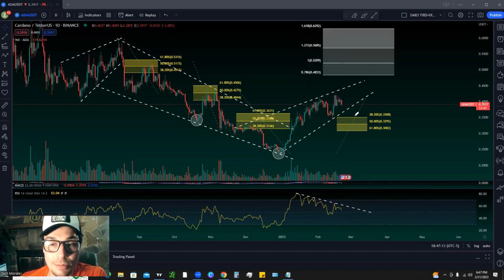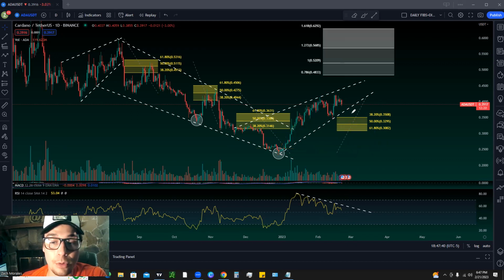We could get some type of a healthy pullback. And these are going to be now our retracement levels of support. So we had the move up. If we retrace down to these levels, we still have the possibility of continuing the uptrend. Those levels are going to be 0.3508, 0.3295, and 0.3082. If we come down, start to consolidate and break through those levels, we could end up seeing a reversal and coming back down to retest some of our previous lows.